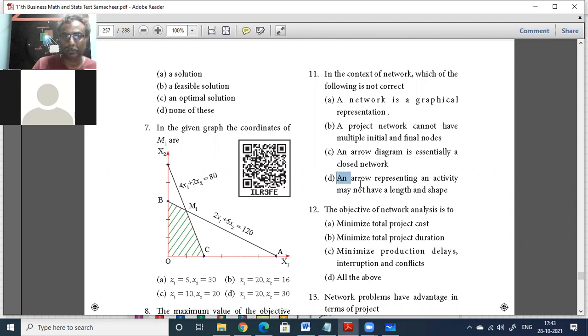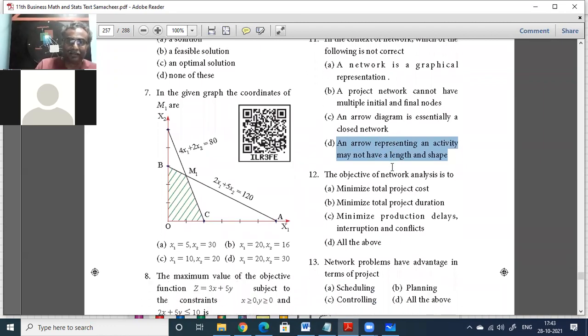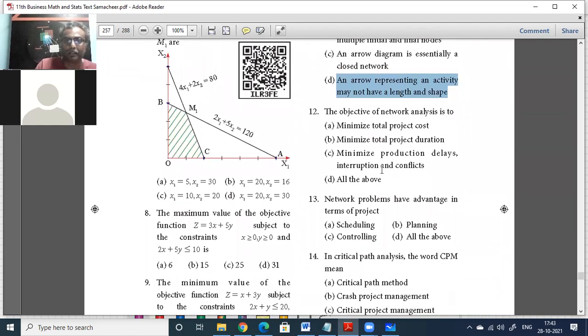An arrow representing an activity may not have length and shape. That's wrong, very easily you can find out. If you know A, B, and C are correct, you will know D is wrong. This is very easy. Okay, 11th sum.